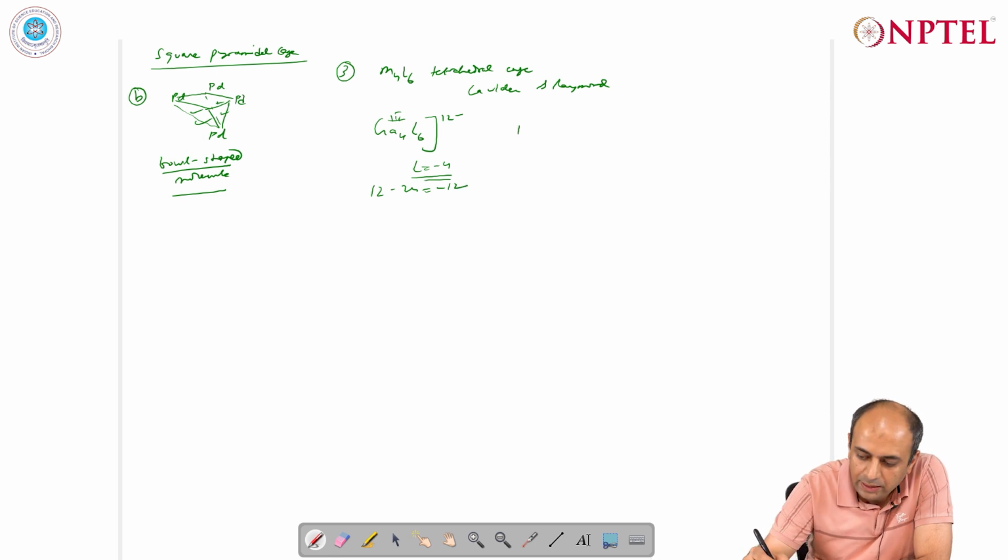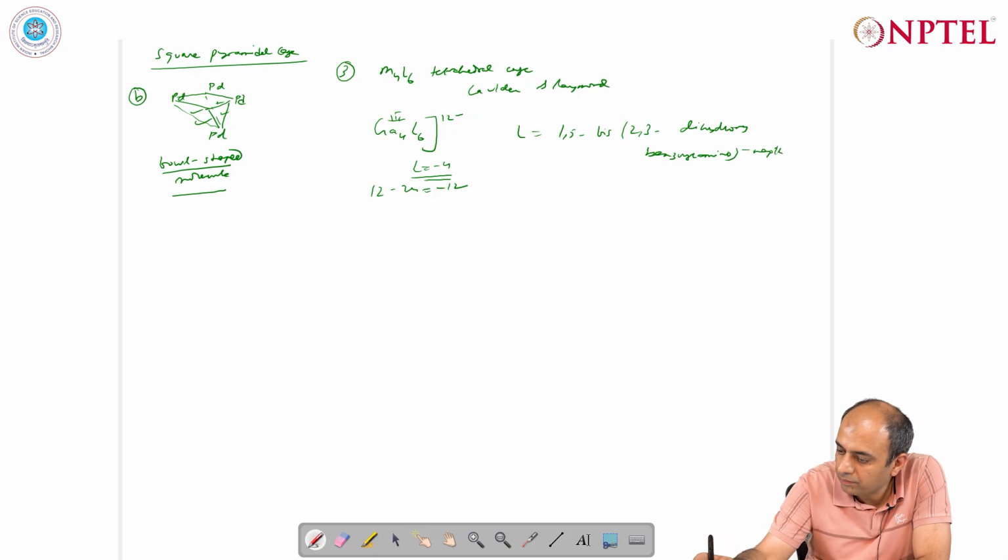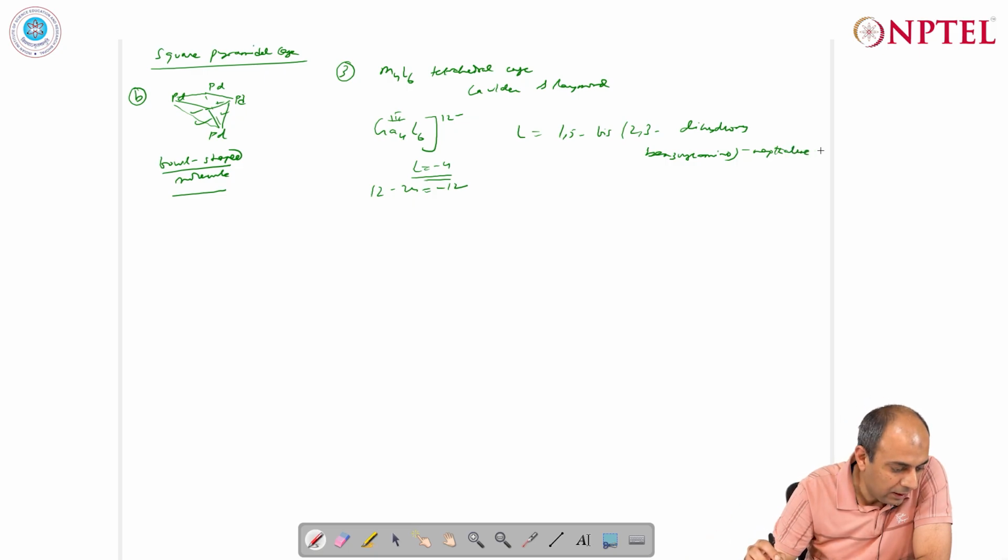And what is L here? L is 1,5-bis(2,3-dihydroxybenzoylamino)naphthalene. This is my ligand, and let us look at the structure of this ligand.